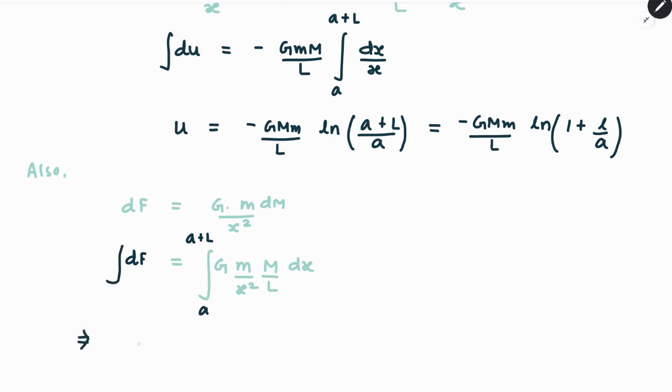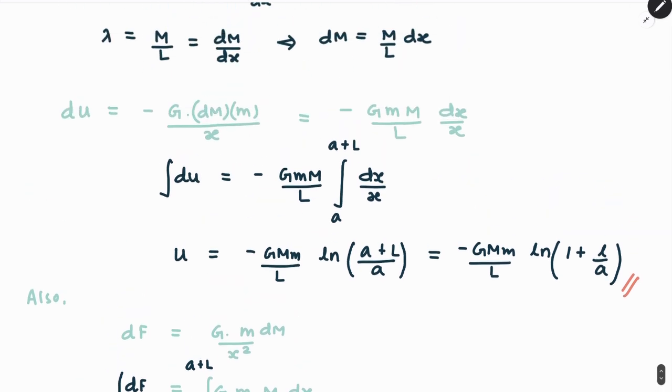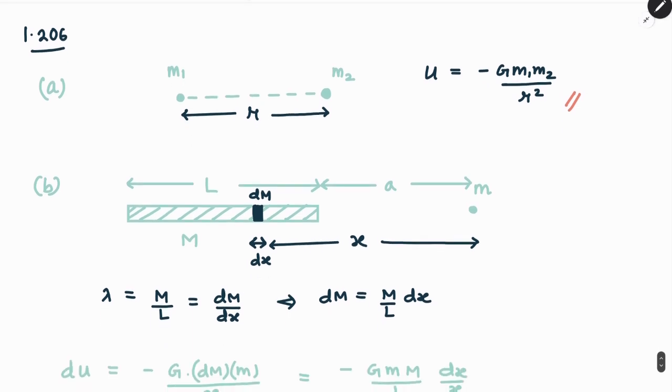So on solving this expression we obtain F equals G m M by L, integration of 1 by x square is minus 1 by x, and then we can put the upper limit minus lower limit, and on solving this we obtain G m M by a times (a plus L). So this is the final answer for this particular problem. So these two are the final answers for part B of the problem, and this one was the final answer for the first part of the problem. So this was the 8th problem in this series, problem number 1.206.